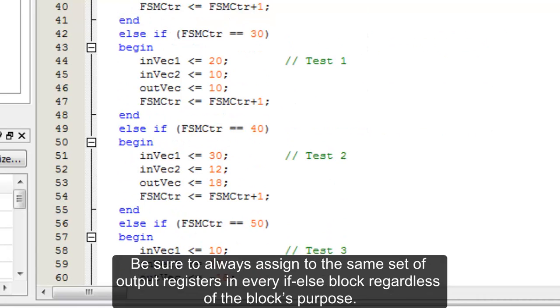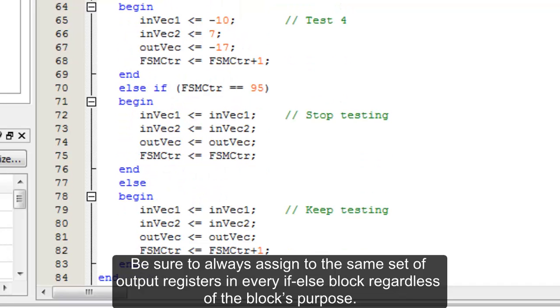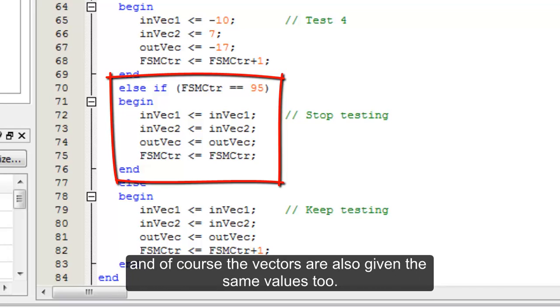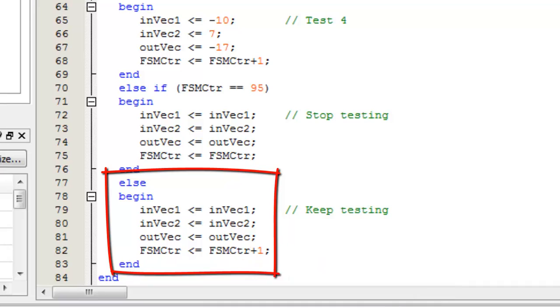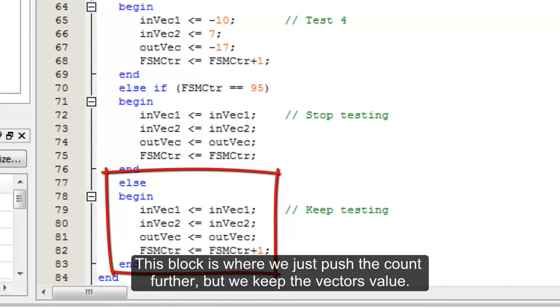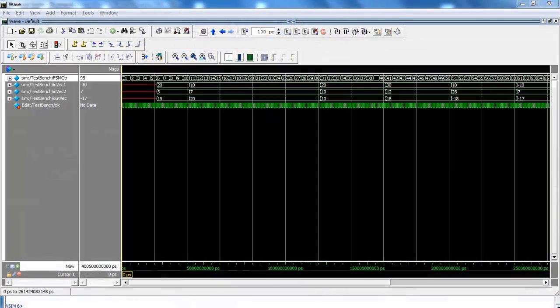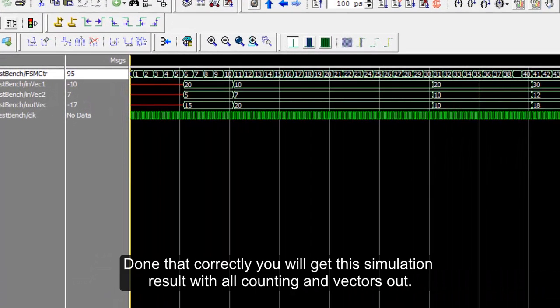Be sure to always assign the same set of output registers in every if-else block, regardless of the block's purpose. The second last block is where we stop the counting by giving the counter the same value, and of course the vectors are also given the same values too. The last block is the block where we handle the counts that don't match any of the counts for the above blocks. This block is where we just push the counter further, but we keep the vector's value. Done that correctly, you will get this simulation result with all counting and vectors out.